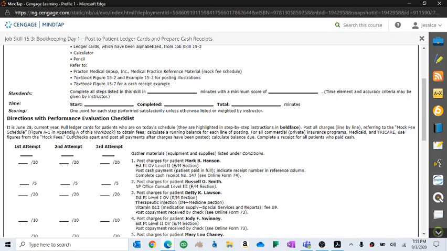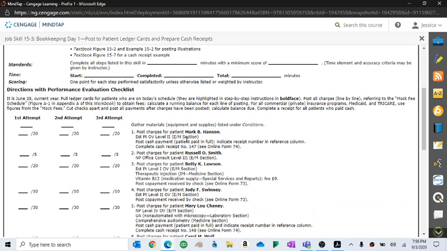It also tells us that to obtain fees, calculate a running balance for each line of posting. For all commercial private insurance programs, Medicaid and TRICARE, use the figures in mock fees. Cut checks apart and post all payments after charges have been posted. Calculate balance due, complete a receipt for all patients who paid cash. So we're going to read Mark Hansen.